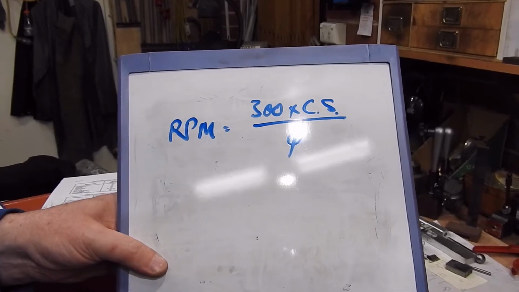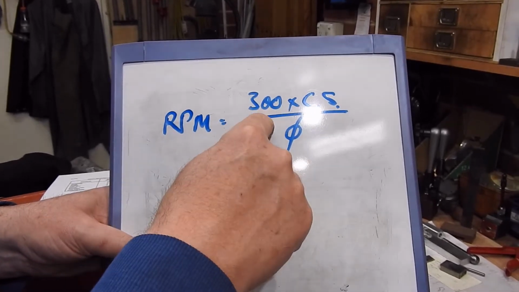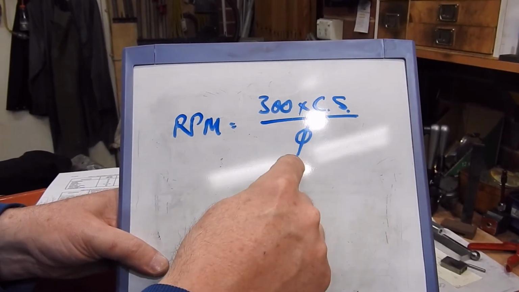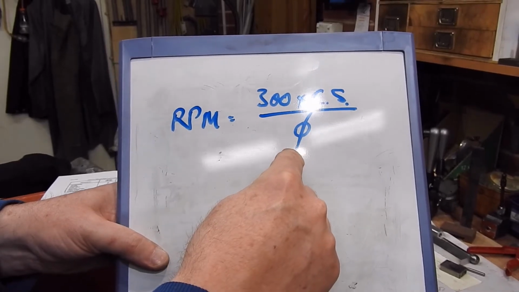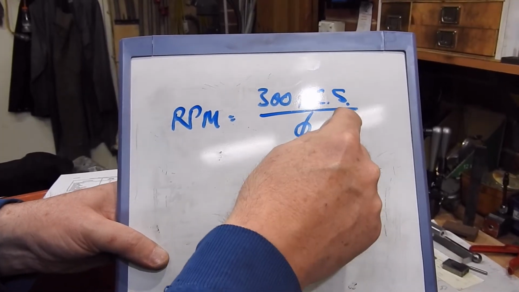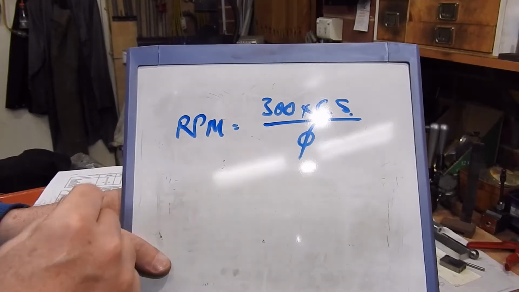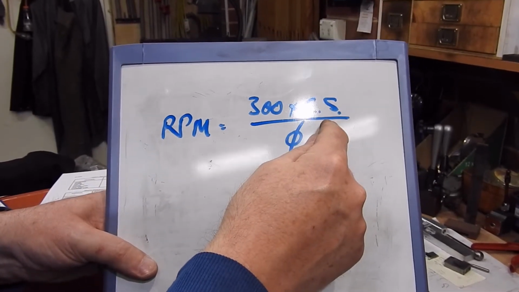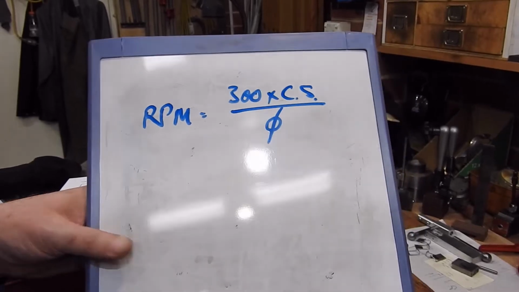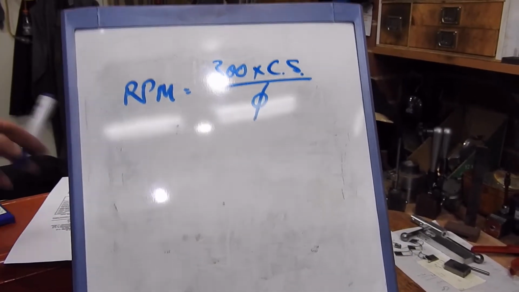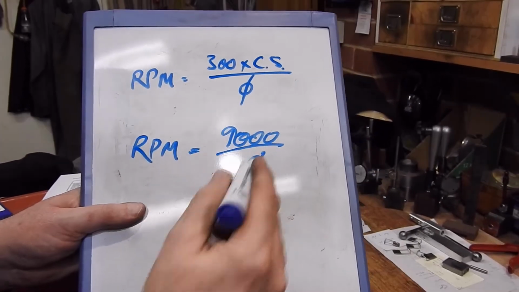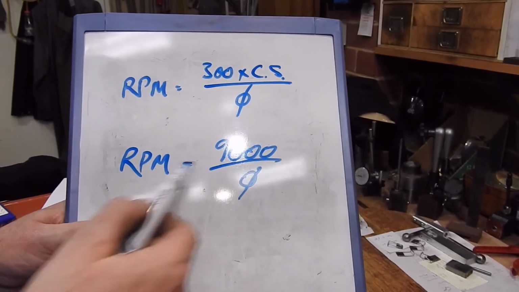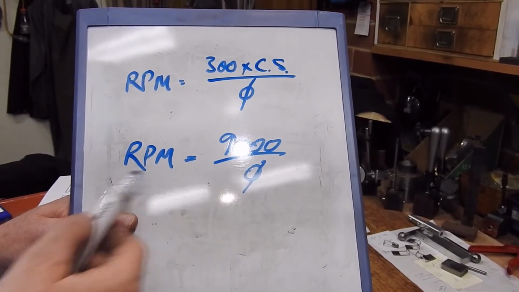This is the metric version of the formula. So RPM is equal to 300 times your cutting speed divided by your diameter. Now, rather than having to remember a whole bunch of cutting speeds for different materials, what I typically do is put in a value of 30, which is the cutting speed for mild steel. So my equation just becomes 9,000 divided by the diameter of the cutter.